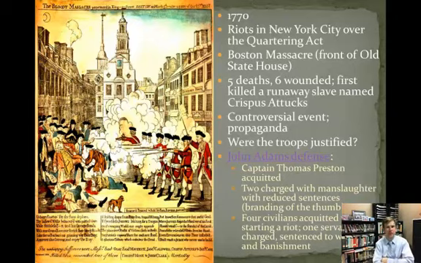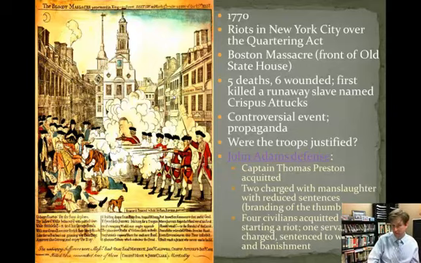Now, 1770 is important here because you have riots in New York City over the Quartering Act, and then you have the Boston Massacre in front of the Old State House, which is pictured here behind in this image. This building is still there in Boston. Now, this is called a massacre, but you think of thousands of people killed, hundreds of people killed, whatever it is. There are only 5 deaths and 6 people wounded. In fact, the first killed was a runaway slave named Crispus Attucks. But this is a very controversial event.